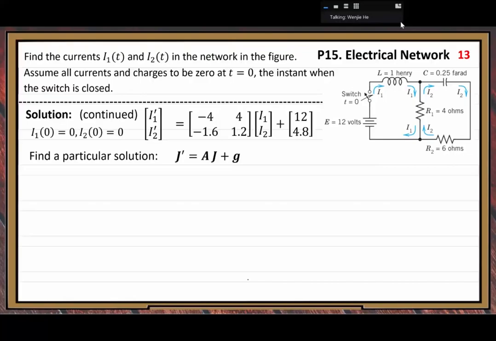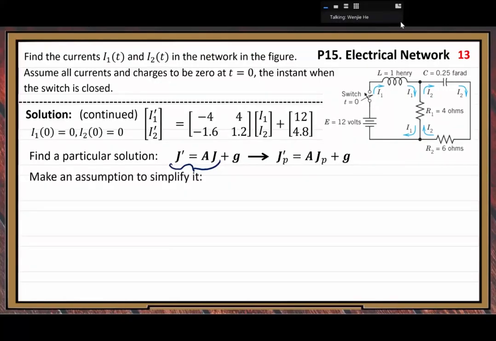Look at that y prime term. Remember, we have the solution of the homogeneous part. We need to use that part to help us get the g part. So y_p should satisfy this equation. We know y_p should satisfy that equation.